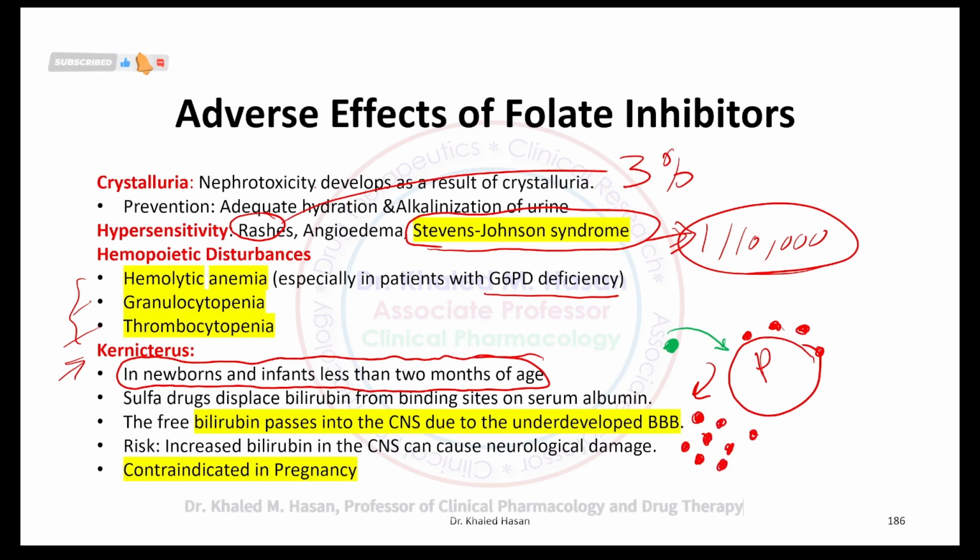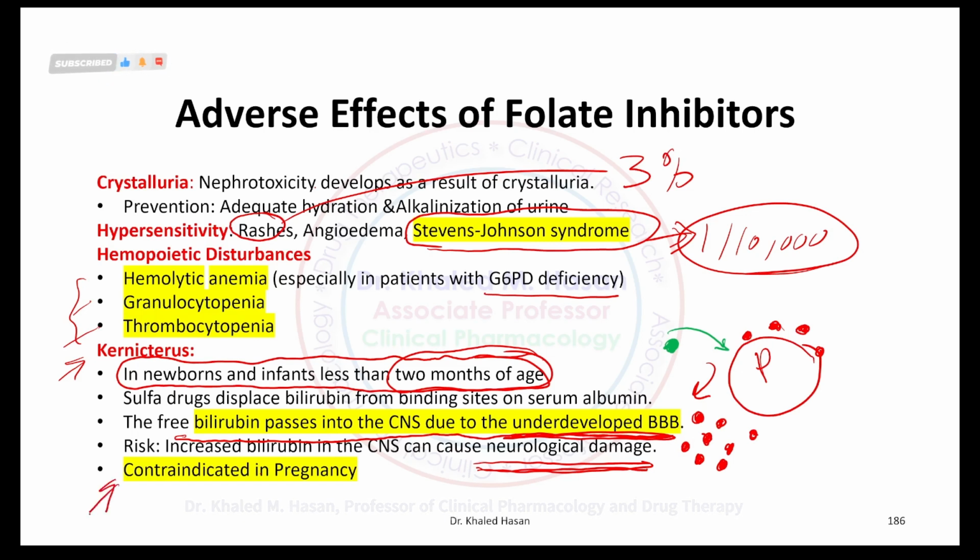So in this case, with a large amount of bilirubin in the blood, the bilirubin will pass freely to the central nervous system, and we know that babies have an underdeveloped blood-brain barrier, and this may cause permanent damage to the brain and sometimes mental retardation. So it's very important to educate the patient not to use this medication in patients less than 2 months of age. For this reason, we don't recommend using Bactrim during pregnancy.